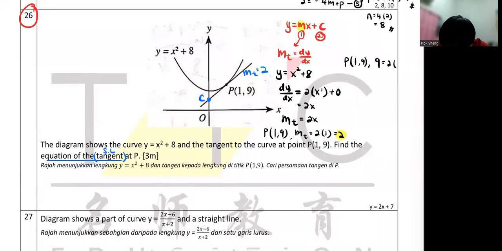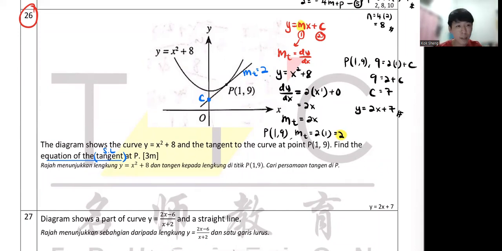y = mx + c. 9 minus 2, you got 7. Okay, just write again. Done. Question 26, this one very fast, since the mt, you know how to find already. Good, not too hard. And after this is number 30, so let's go.